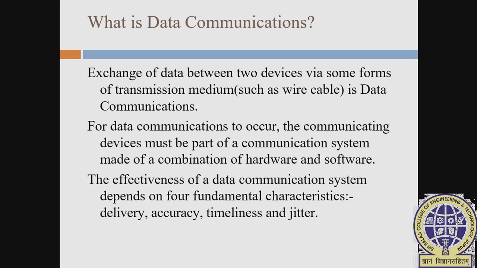For data communication to occur, the communicating devices must be part of a communication system made of a combination of hardware and software. The effectiveness of a data communication system depends on four fundamental characteristics, and that is delivery, accuracy, timeliness and jitter.